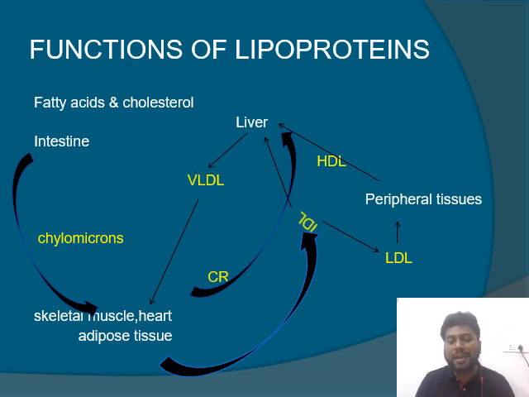Next, coming to LDL and HDL, they are involved mainly in the transport of cholesterol. LDL transports cholesterol from liver to peripheral tissues, whereas HDL does just the reverse, from peripheral tissues to liver. So that's it about the functions of lipoproteins. These are the facts you should know about lipoproteins before going into their individual metabolism.